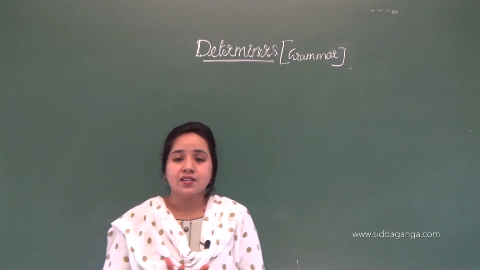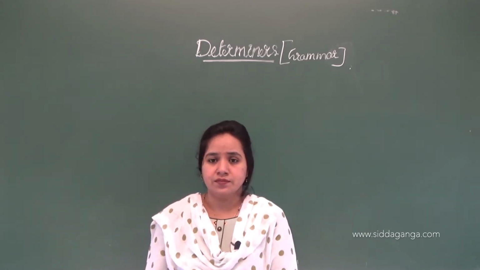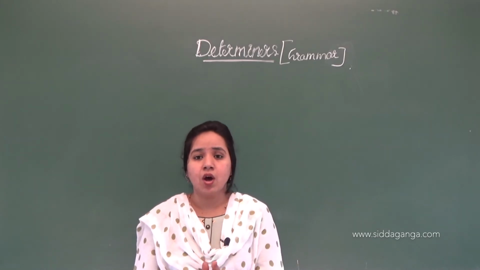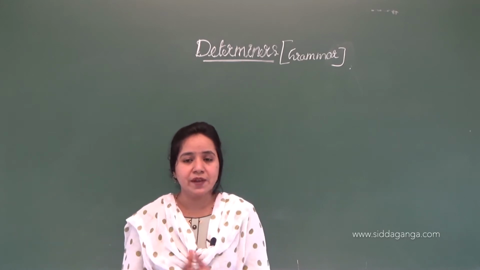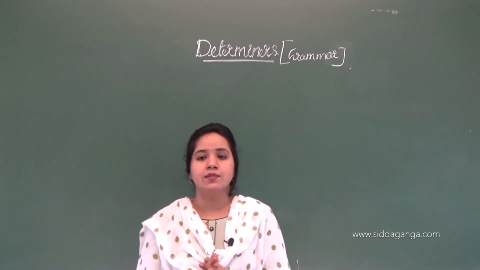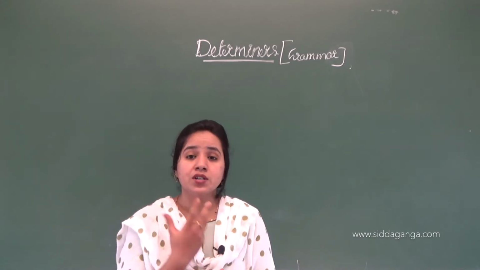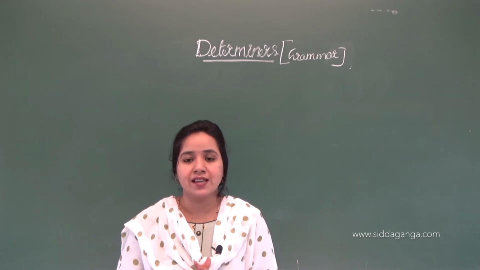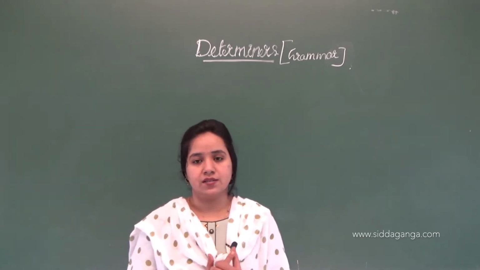So what are determiners? Determiners are used before nouns to determine, limit, or fix their meaning. That is called a determiner. Determiners are words which describe a noun. So it has a certain limit and it says something about the meaning. That is called a determiner.